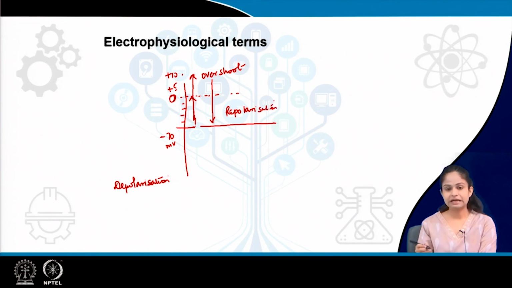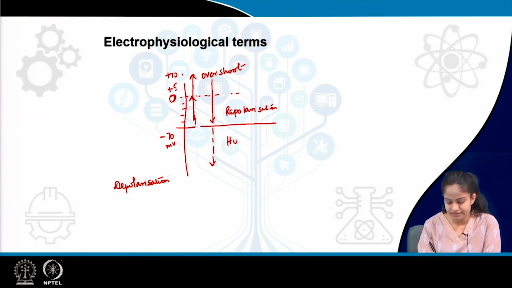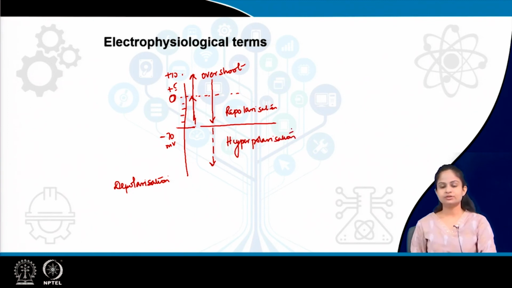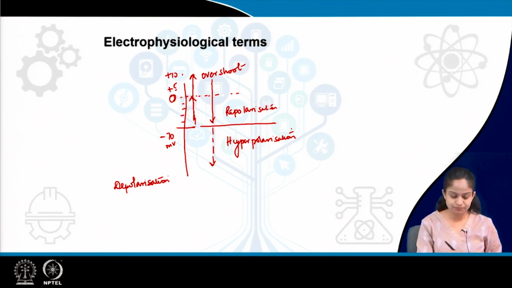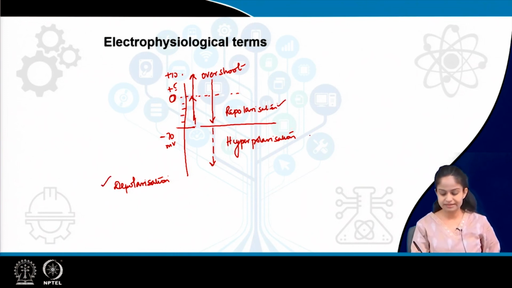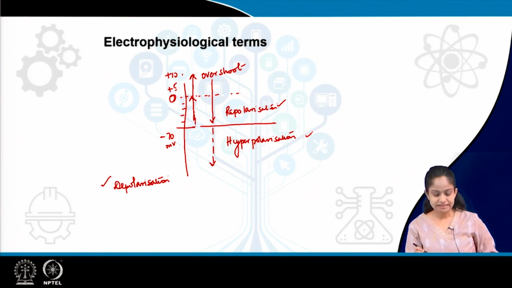which means again the values are from positive to negative. Further from this negative, if it is further decreasing, it is becoming again negative, more negative, this is known as hyperpolarization. So, these few electrophysiological terms, you have to remember, that is depolarization, repolarization and hyperpolarization.